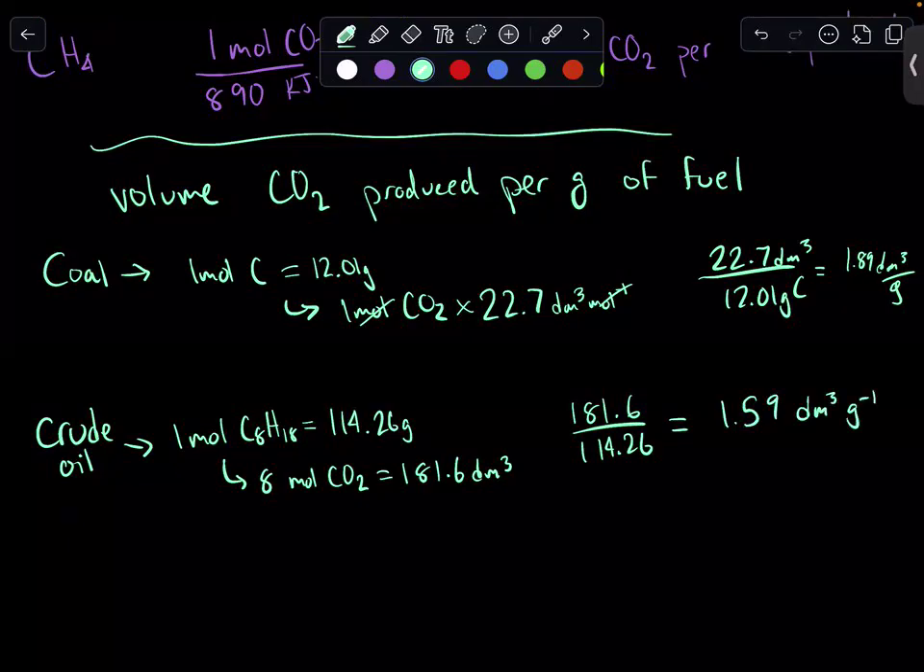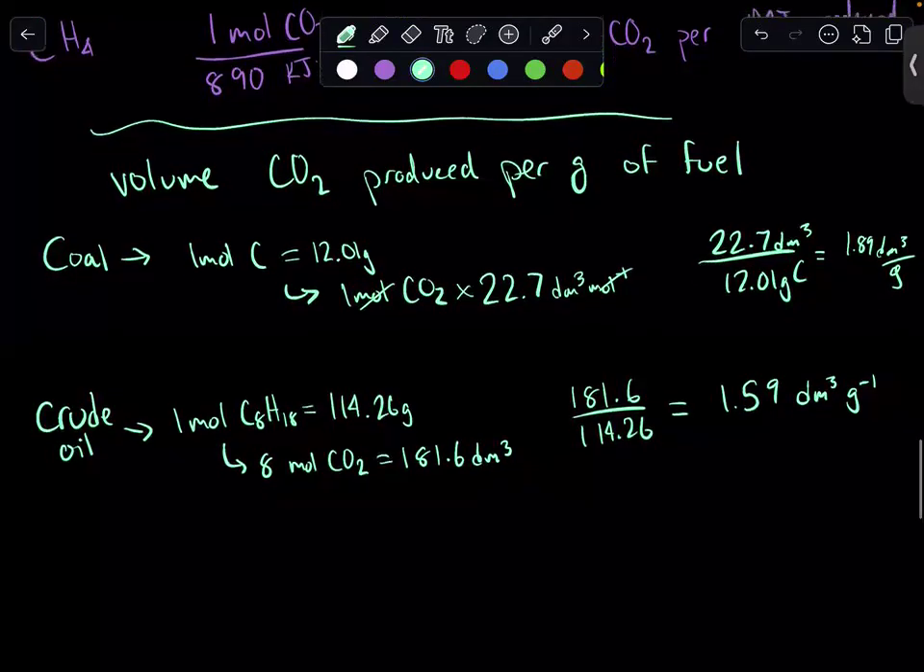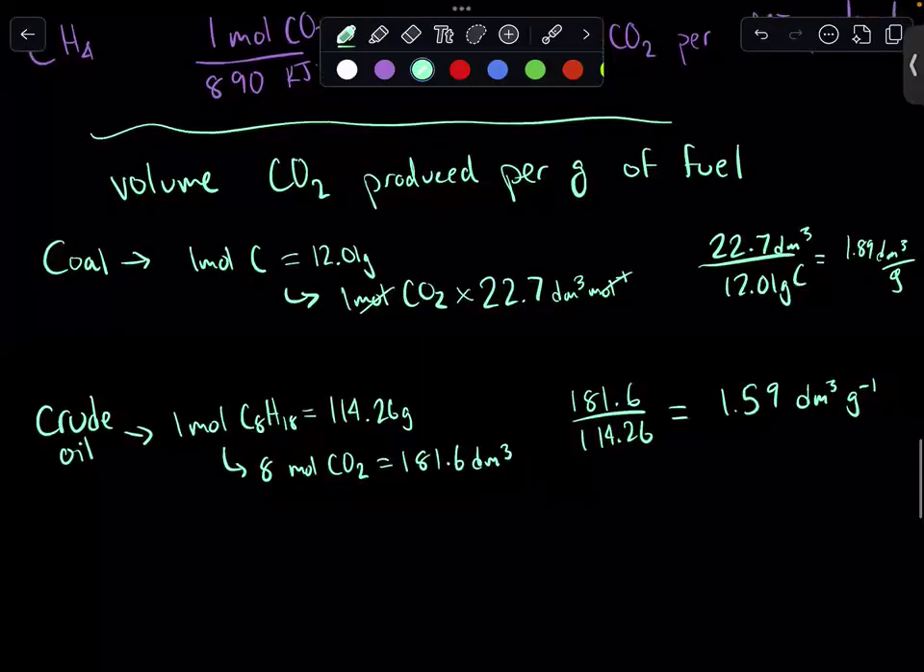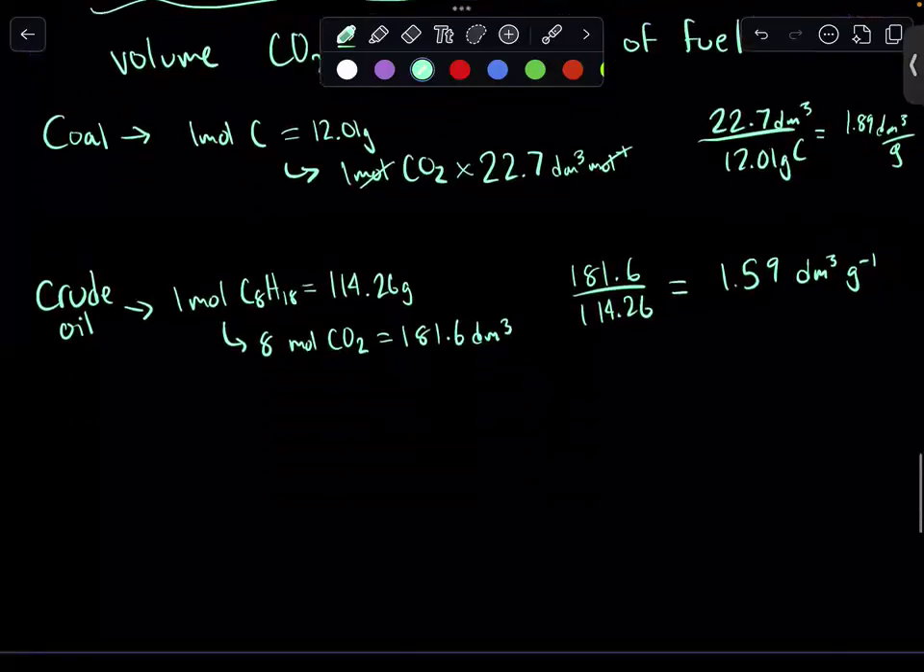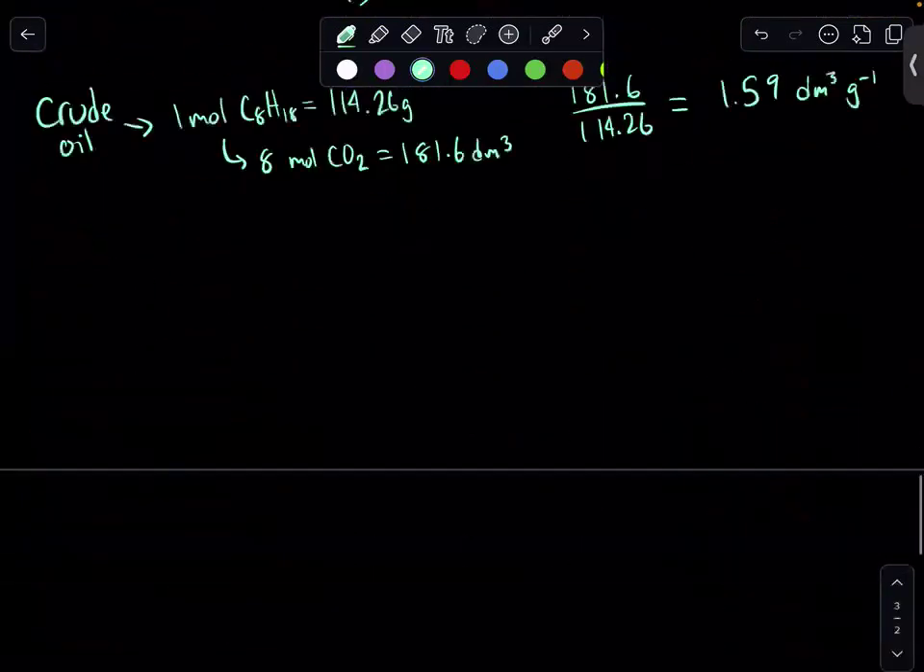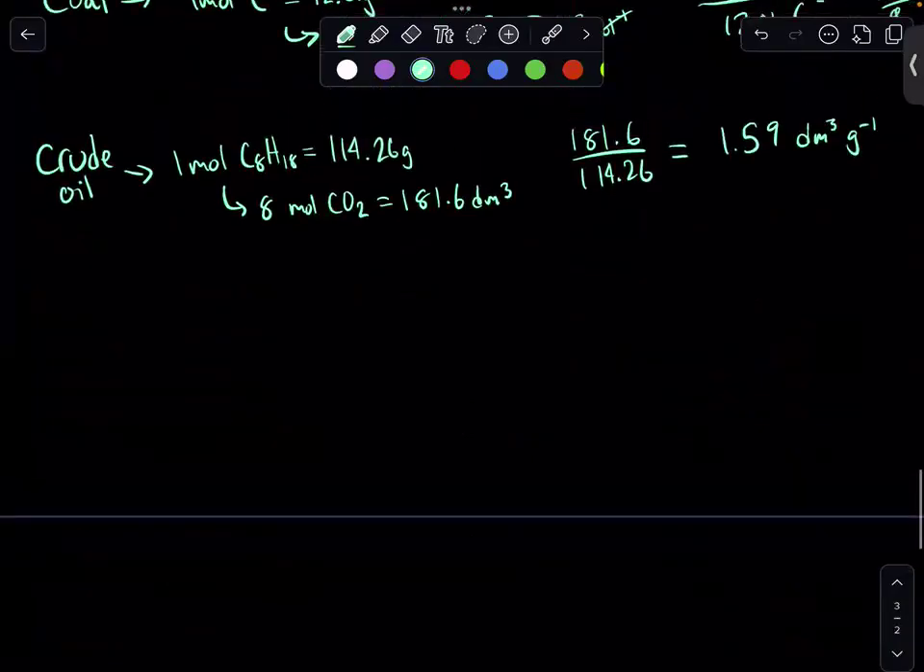So we make approximately 0.3 liters less than we do with coal. So it's a little bit more efficient, but we can kind of tell that because we know we're producing also less carbon dioxide per energy, even though these are different values.